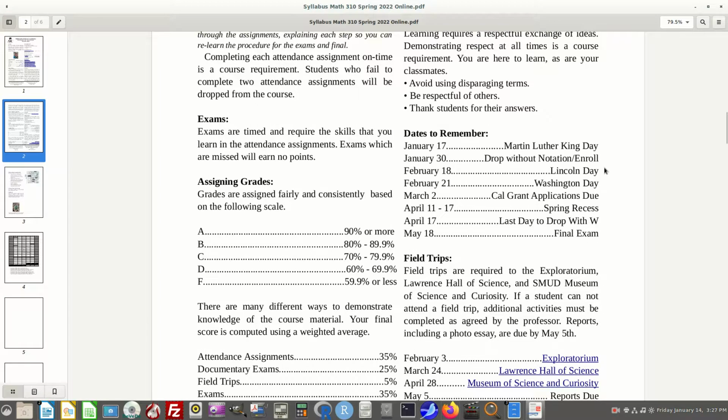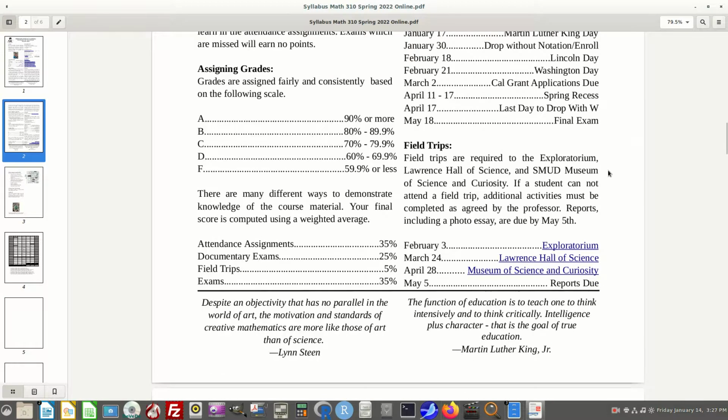Here are our dates to remember. We've got 3 field trips. They're required for the Exploratorium in San Francisco, Lawrence Hall of Science in Berkeley, the SMUD Museum of Science and Curiosity in Sacramento. Now, if you cannot attend a field trip, I will happily find 5% worth of the course to make up for that.